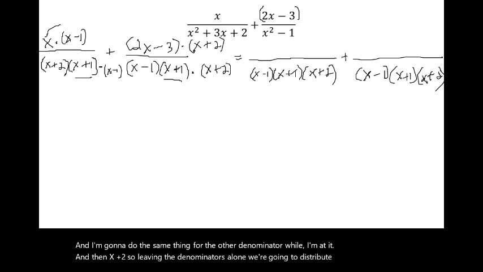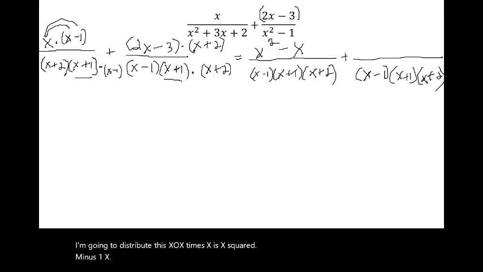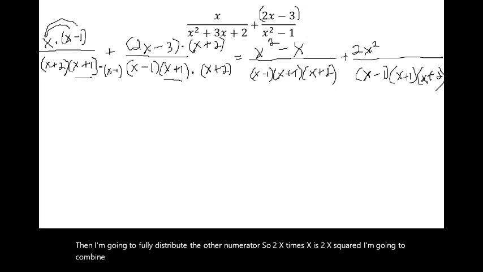So I'm going to distribute this x, so x times x is x squared minus 1x. Then I'm going to fully distribute the other numerator, so 2x times x is 2x squared. I'm going to combine like terms as I go, so 2x times 2 is 4x, minus 3x will be plus 1x, and then negative 3 times 2 is minus 6.